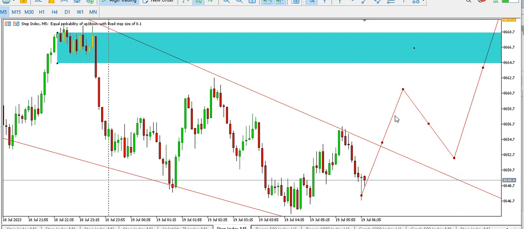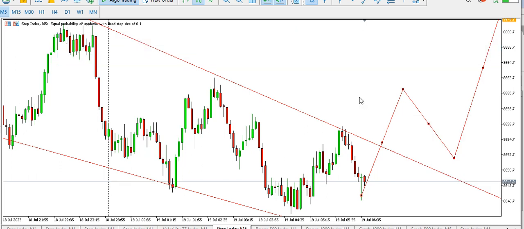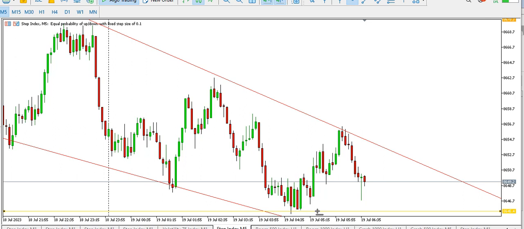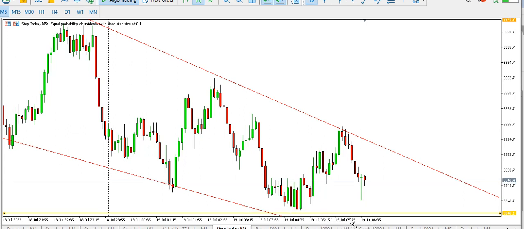But if the sellers are able to break below this particular structure, if sellers are able to break below the 8645 level, that means the current trend will still continue.